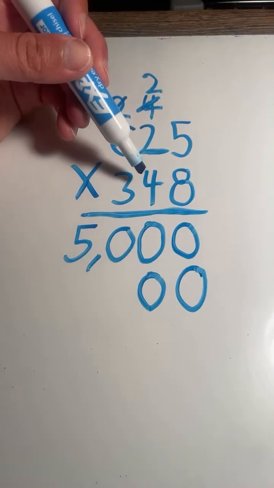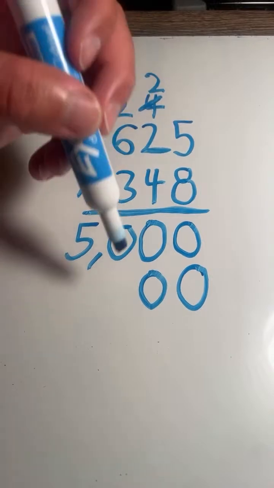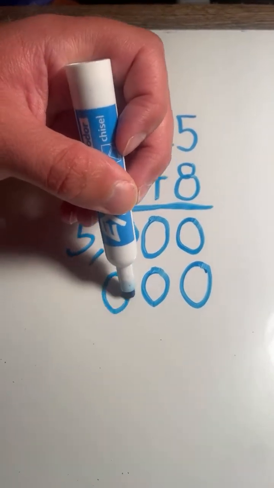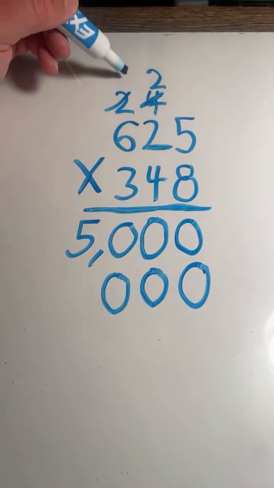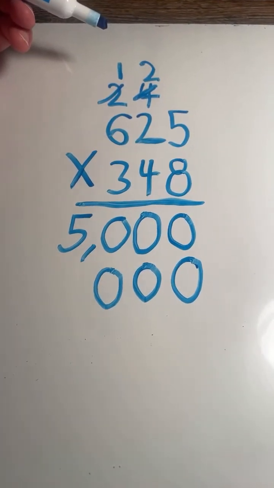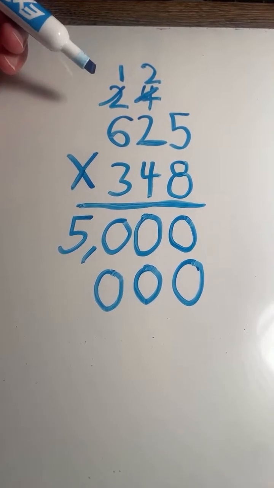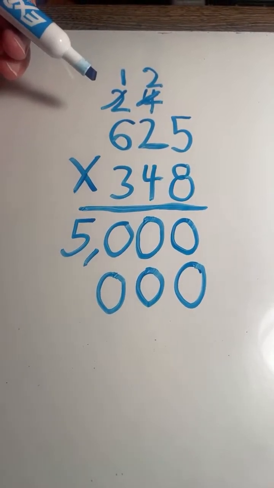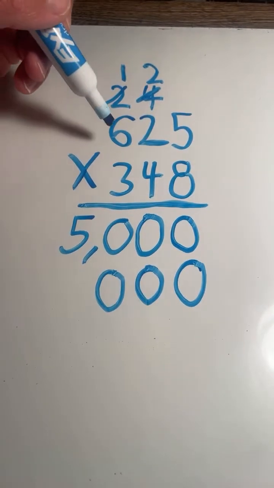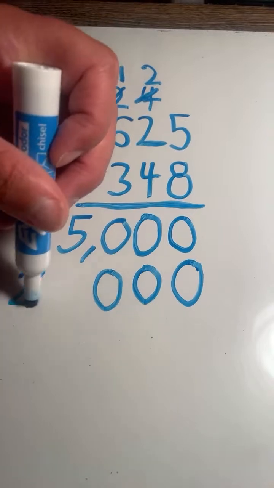So 2 times 4 equals 8, plus 2 equals 10. Again, we regroup. The 0 in 10 goes in the hundreds place. The 1 in 10 gets carried over to the thousands place. Six times 4 equals 24, plus 1 equals 25.